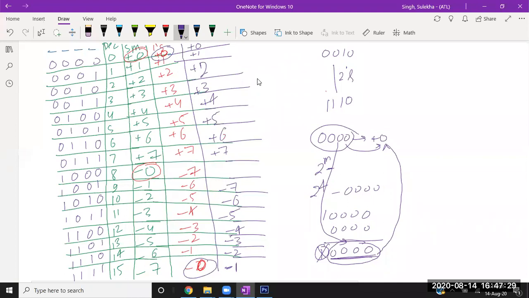Okay. And we will end up with one number. So since we are ending with one number, either we can give it as a plus 8 or minus 8.